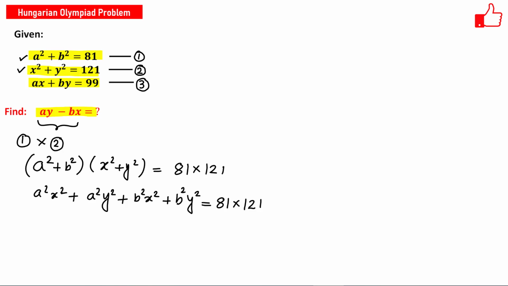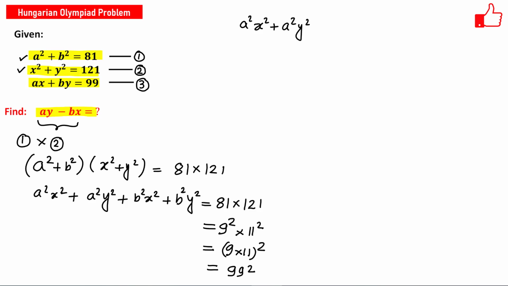And 81 can be written as 9 square and 121 can be written as 11 square. So this can be written as (9 times 11) whole square. This means the whole thing can be written as 99 square. So now I have this expression, that is a square x square plus a square y square plus b square x square plus b square y square is equal to 99 whole square. Let's call this equation 4.